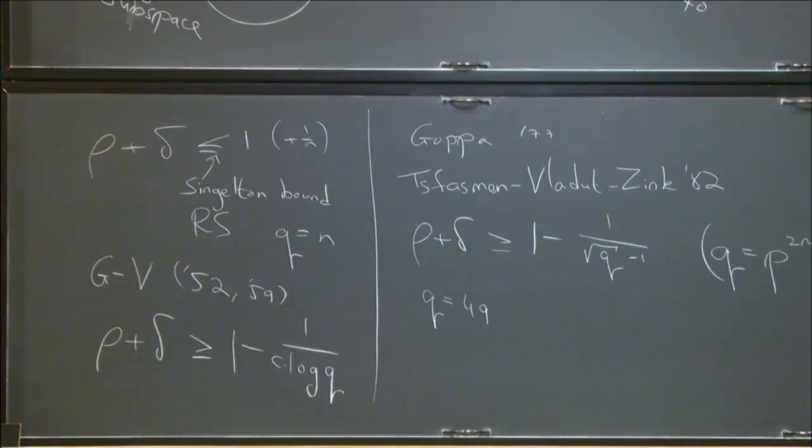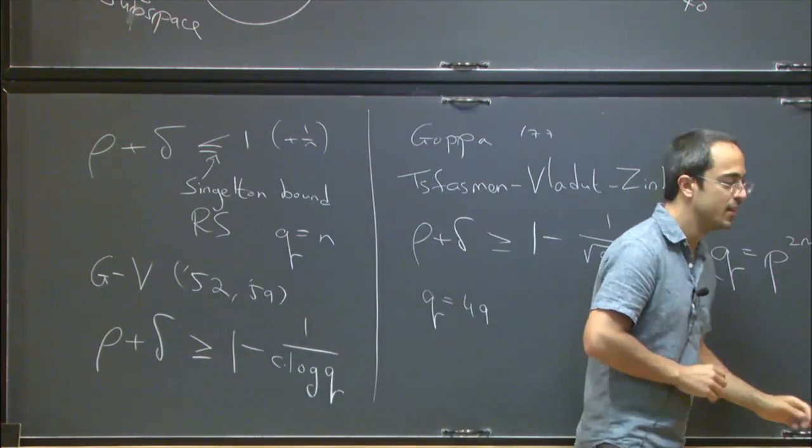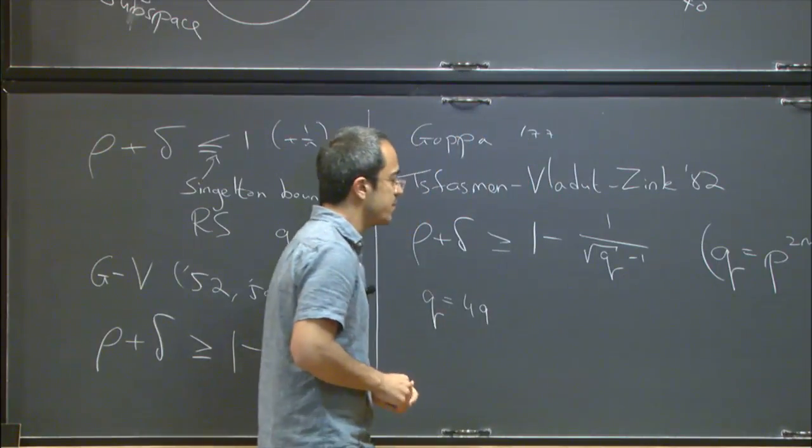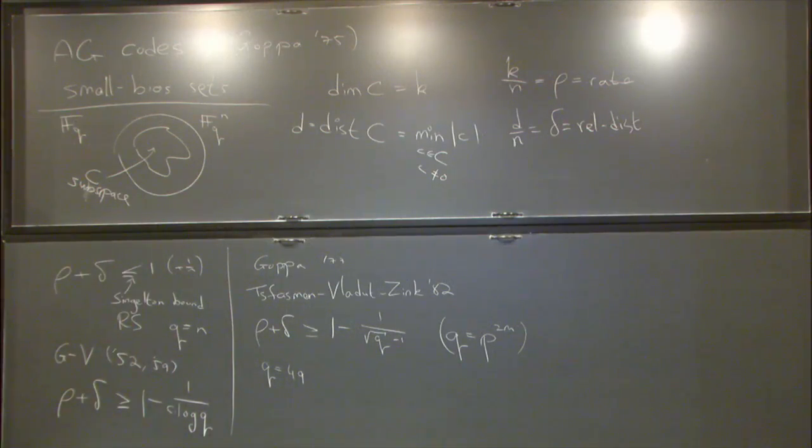Okay, so how does this work? This is what I care about. I care a lot about the result, but I care more about the techniques. The codes that we are used to, at least some of them, are not only linear, but they're actually what's called evaluation codes. So what's an evaluation code?